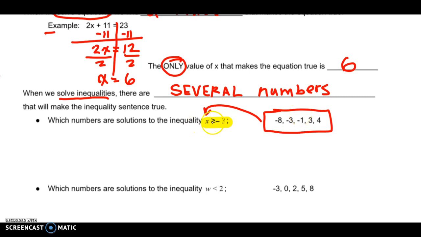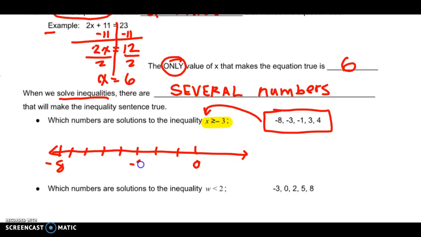Is -8 greater than or equal to -3? And I know a lot of this is in the world of negative numbers, so drawing a number line could be very helpful. This is our -8, and this is our -3. We see that -8 is further from 0, and therefore no, it is not greater than or equal to -3.